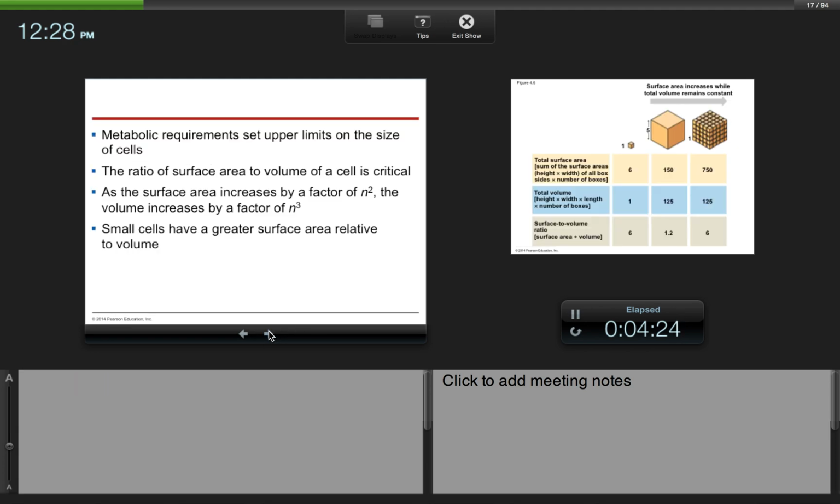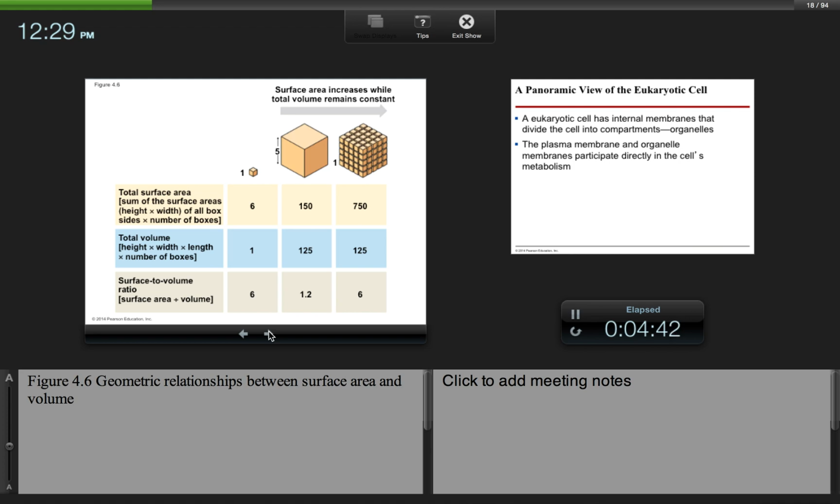Metabolic requirements set upper limits on the size of cells. The ratio of surface area to volume of a cell is critical. As the surface area increases by a factor of n squared, the volume increases by a factor of n cubed. As a result, small cells have a greater surface area relative to their volume. This is going to be very important because the cell must get enough material, molecules, ions into the cell, and it must also be able to release waste from inside the cell to outside the cell. So the cell has to have a large surface area to volume in order to facilitate the movement of all these molecules.